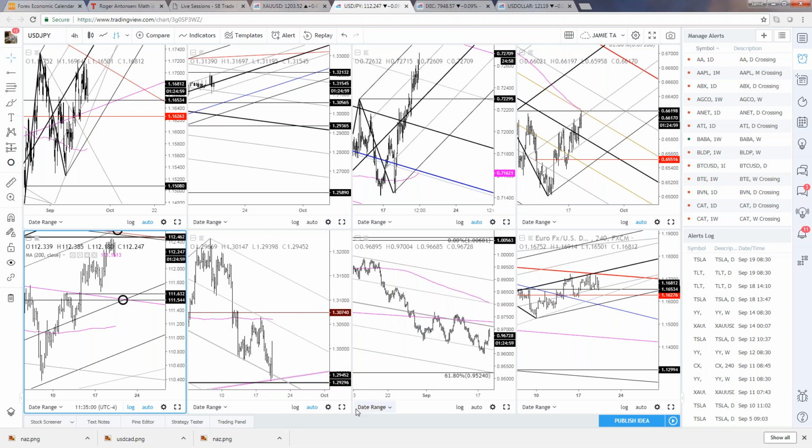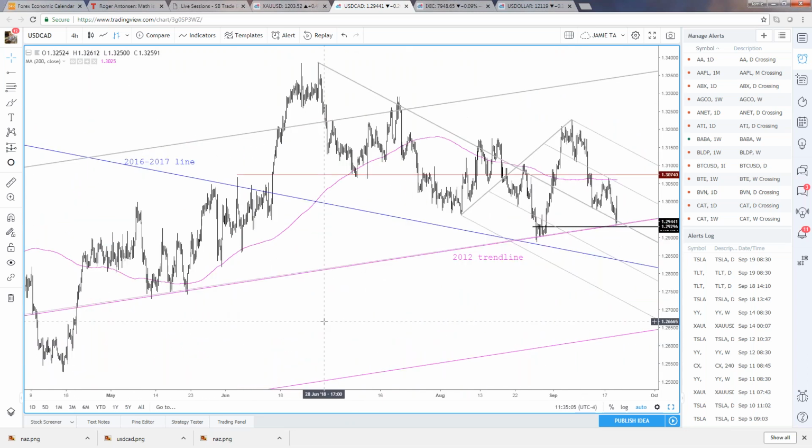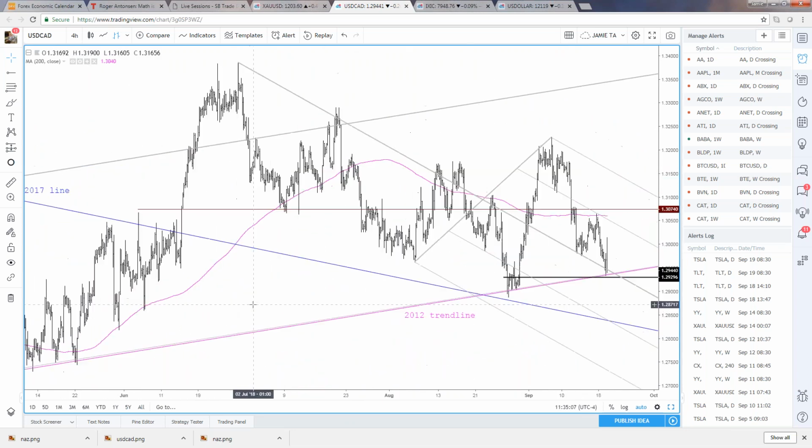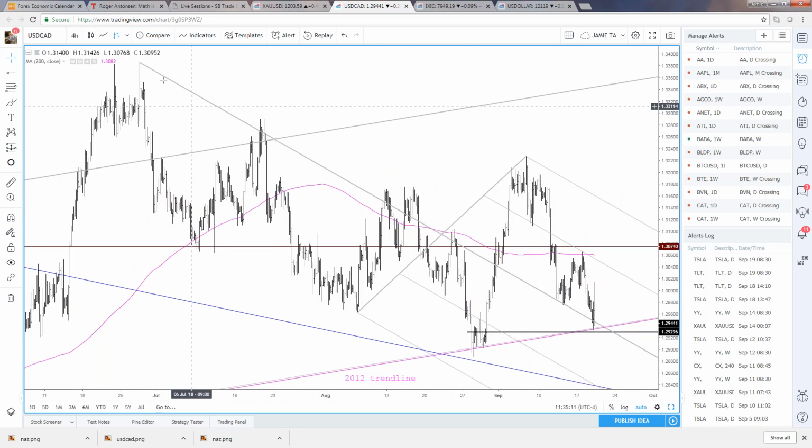Okay, dollar CAD. Reacting right off of the 2012 trend line. You've got a pretty good slope here as well, right? So we've kind of changed from following the old one, which was here, to following a new one, which to me has enough touches on it to be important.